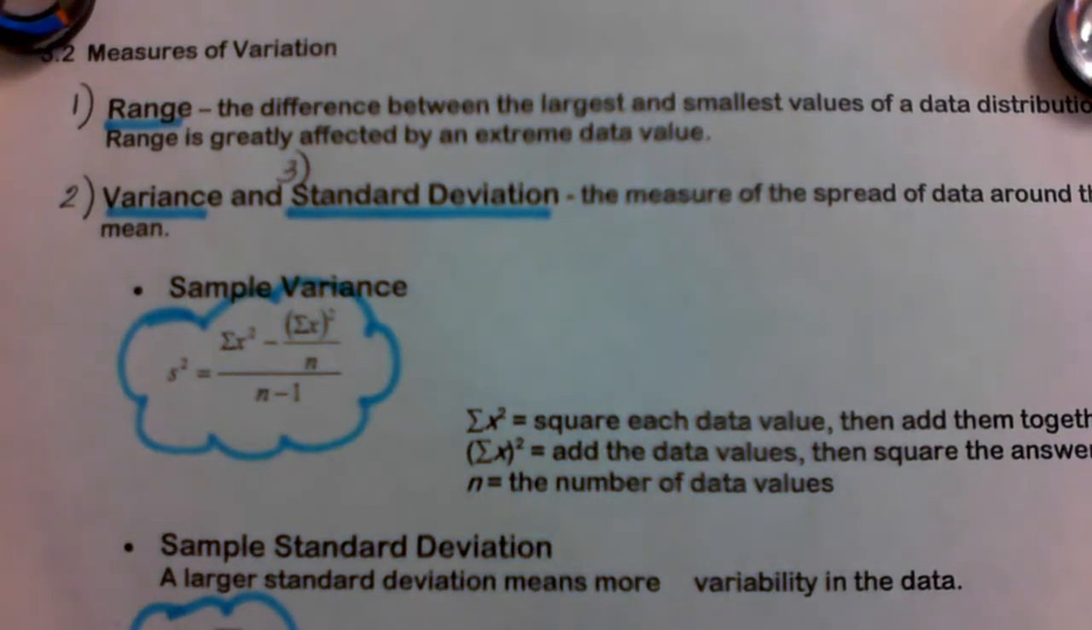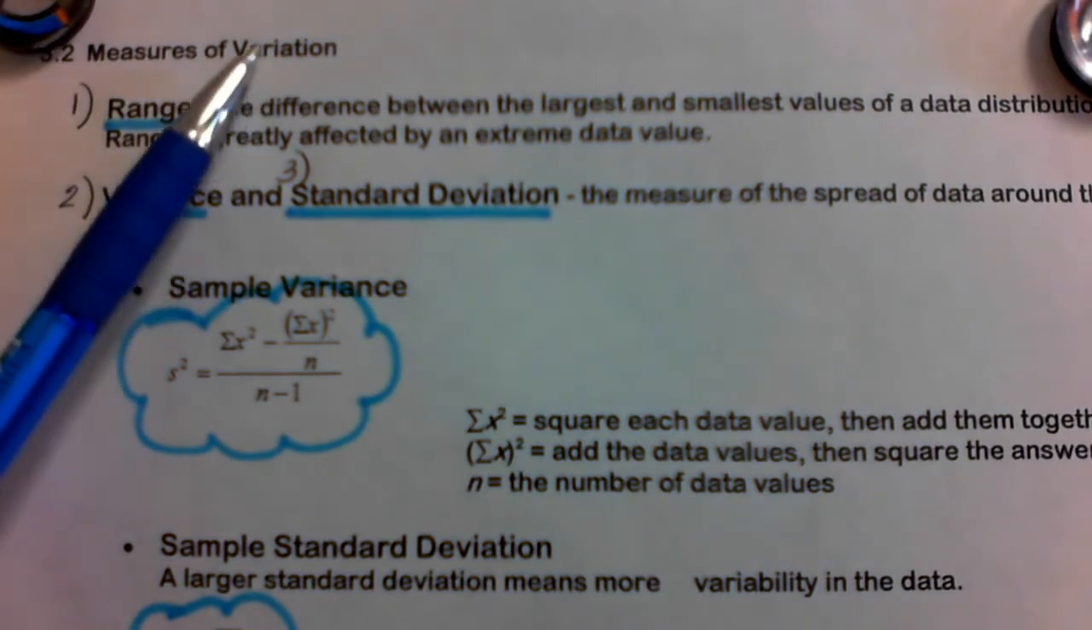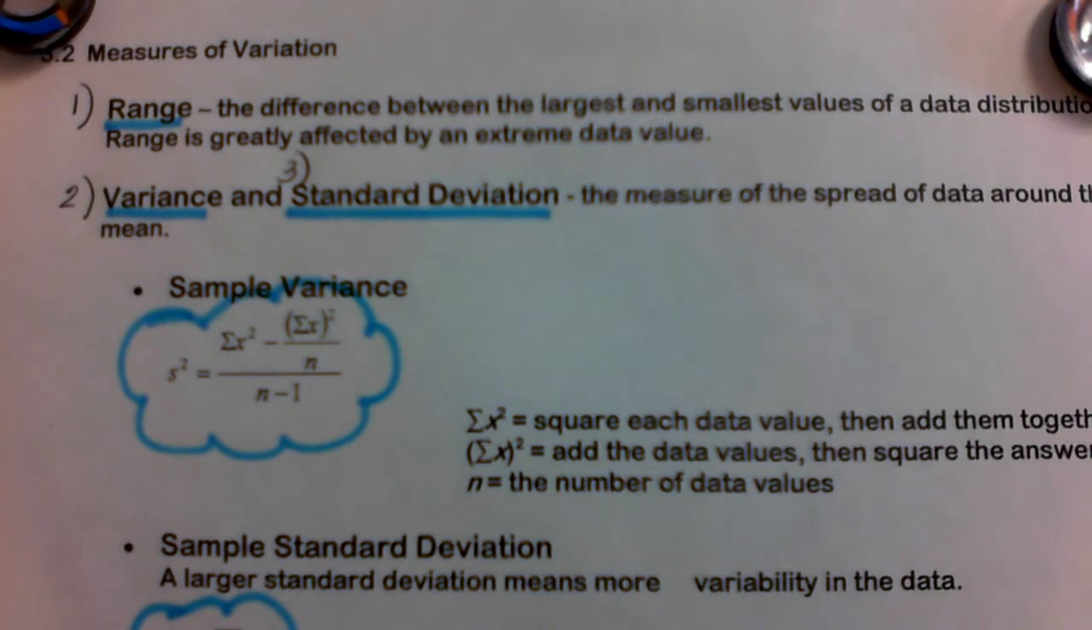3.2. Chapter 3.1 was about different types of averages. In Chapter 3.2, we're going to get into some calculation, and this is measurements of variation. Now, the root word for variation is vary. So this is how our data values vary from one another. There are three types of variation.